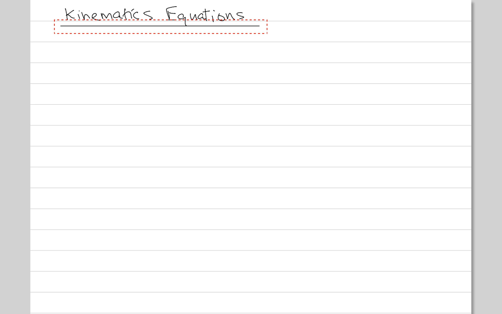All right, so this lesson is going to be on kinematics equations, and it's really where you take a leap from Physics 10, or Science 10, when you're only dealing with constant velocity, d equals vt. In kinematics equations, you're now going to involve acceleration. So we're going to be dealing with accelerating objects.